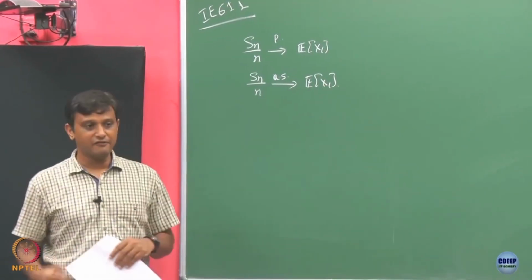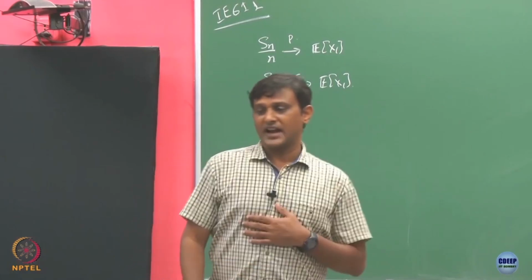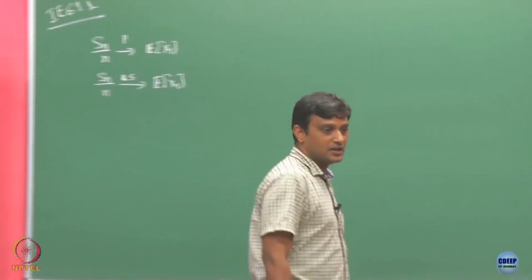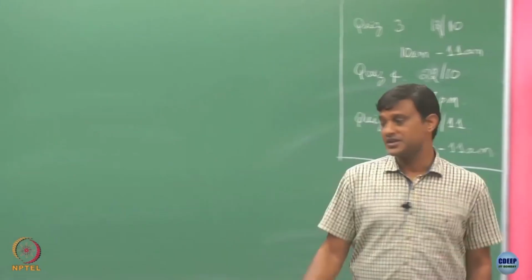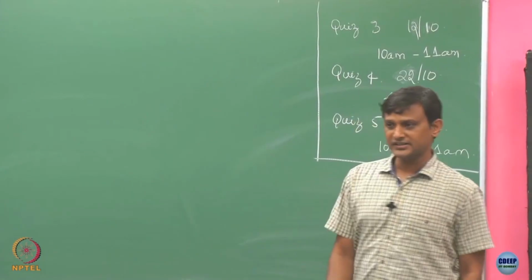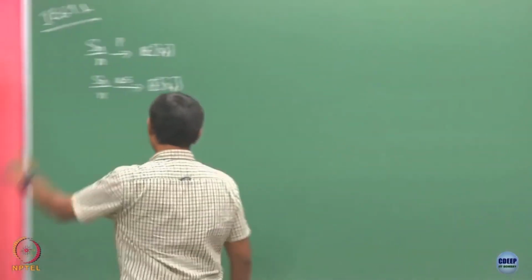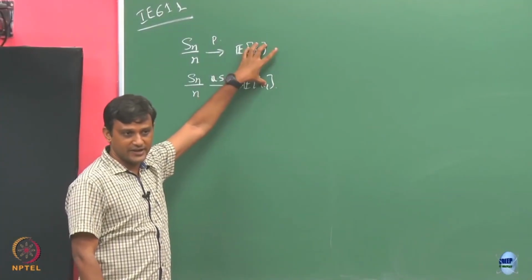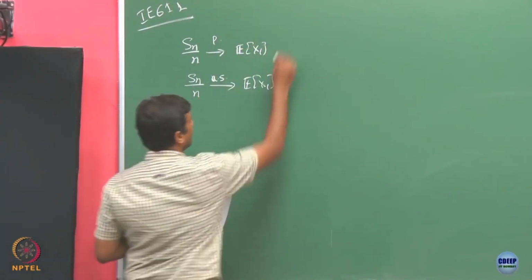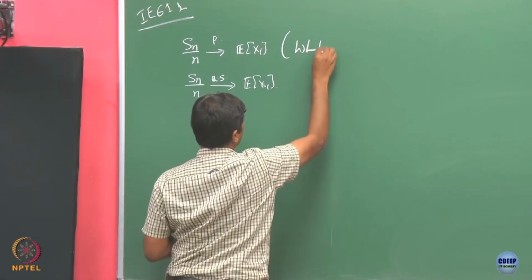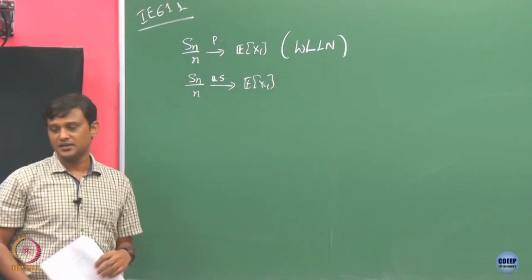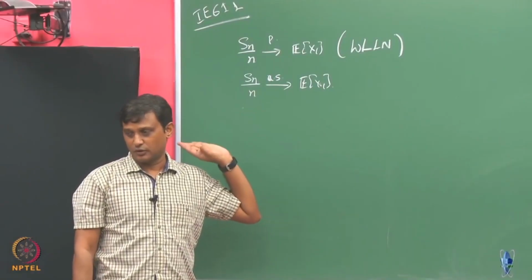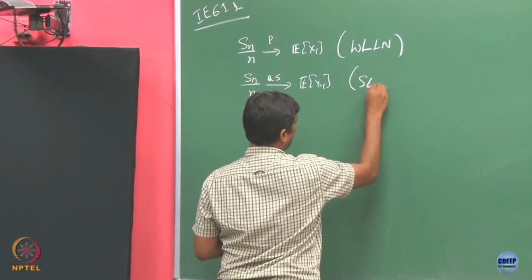If I have a sequence of random variables which are IID, then this value of Sn by n converges to the expected value of the random variables, which is expectation of X1. Notice that the limiting random variable is a constant, and that constant is the mean value of the random variables. This we called the weak law of large numbers, and we could also show that this converges in the almost sure sense, but we proved it only under the special case that the fourth moment is finite, and this version we called the strong law of large numbers.